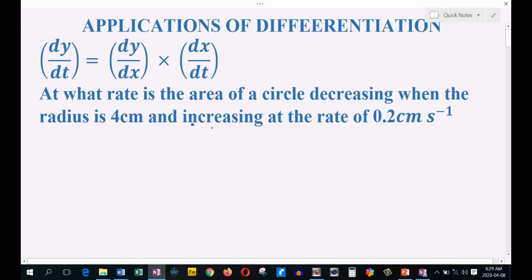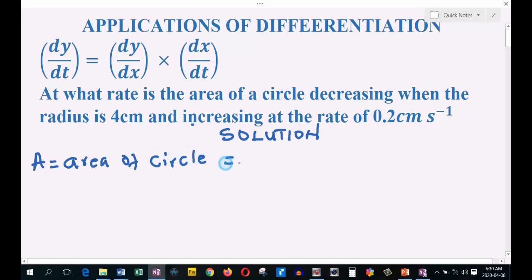Now look at these examples. At what rate is the area of a circle decreasing when the radius is 4 cm and is increasing at the rate of 0.2 cm? First, we have to get our relationship. Solution. We know that area, let's say A is the area of a circle, and this is given as pi r squared.